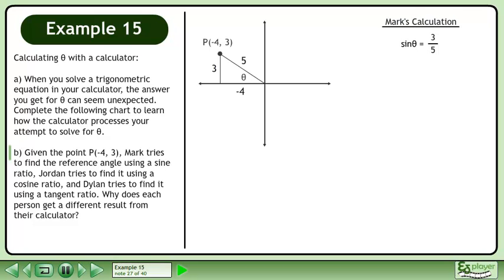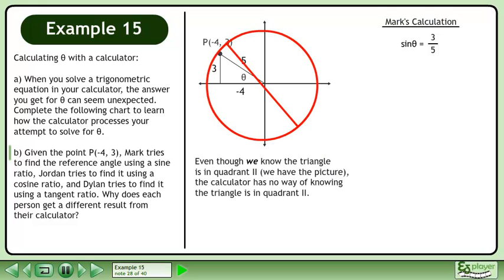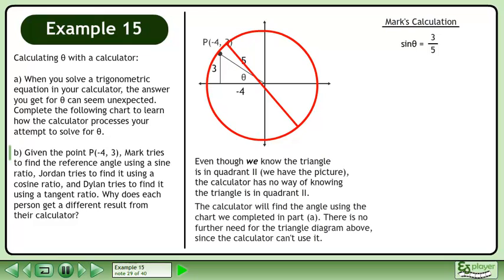Now we'll inspect Mark's calculation. Even though we know the triangle is in quadrant 2, since we have the picture, the calculator has no way of knowing the triangle is in quadrant 2. The calculator will find the angle using the chart we completed in part A. There is no further need for the triangle diagram above, since the calculator can't use it.